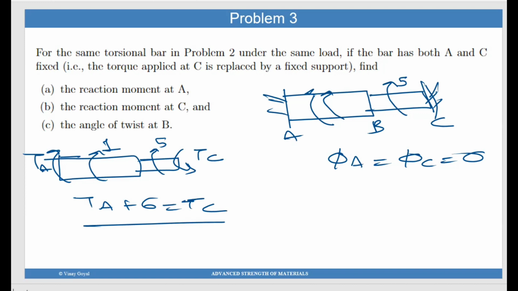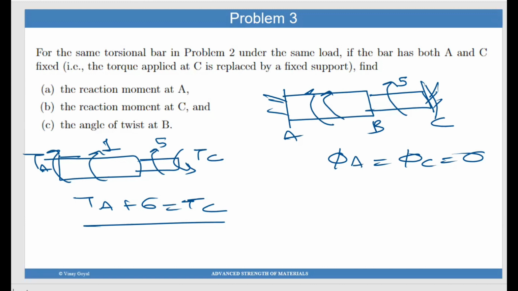What we know is that if you go from either end of the rod, if you start from A and go to B, or if you start from C and go to B, the phi value that you get should still be the same, because B is one point. It doesn't really matter which side you calculate it from. So for geometric compatibility to be satisfied, phi B should always be the same regardless of whether you calculate it from one end or the other end. So let's see how we can do that.